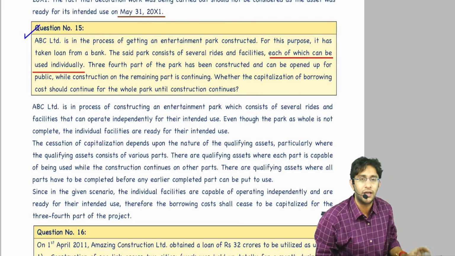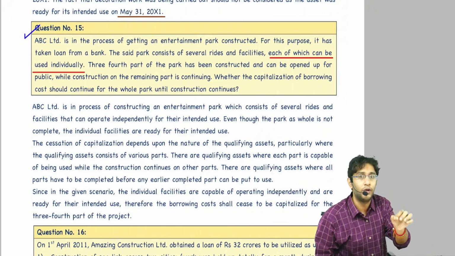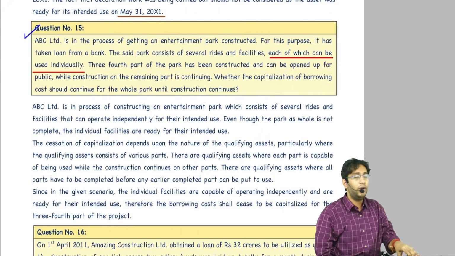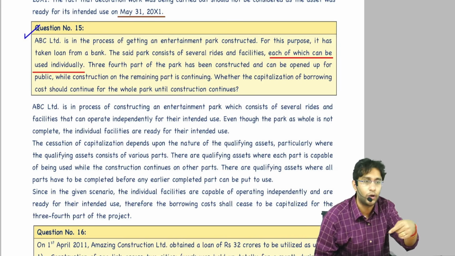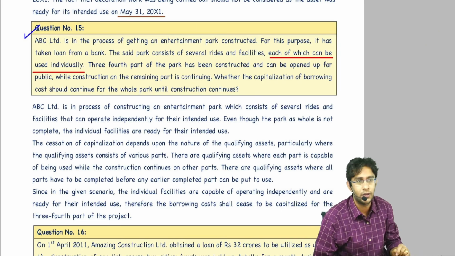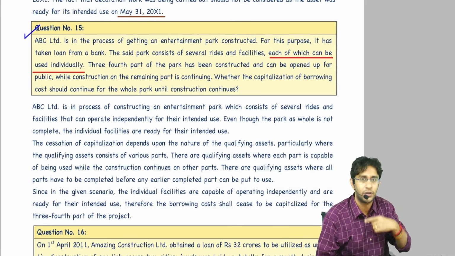In that case, even though the 4 can be used individually, they are not ready for your intended usage. Your intended usage is to sell a ticket for the entire amusement park, not for one or two specific individual rides. Are you understanding, sir? In that case, you cannot capitalize. Sorry, you cannot cease capitalization. You have to continue capitalization till the entire park is ready.